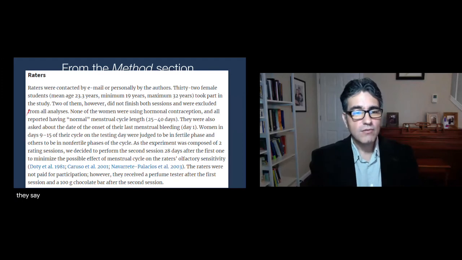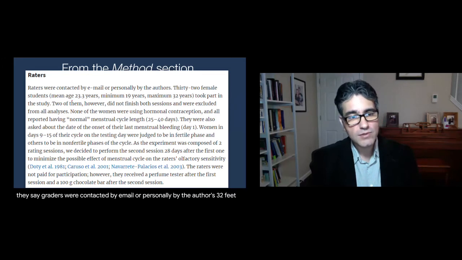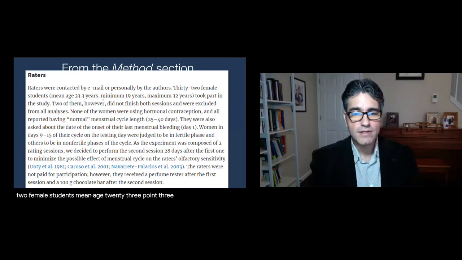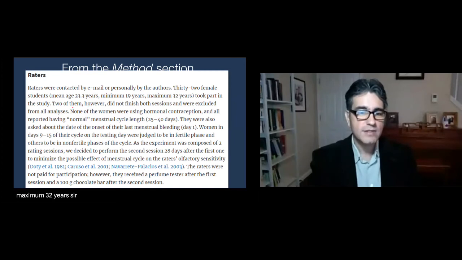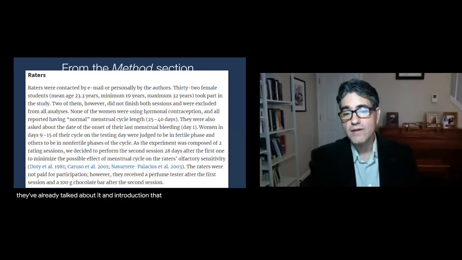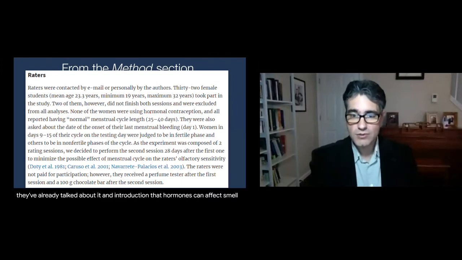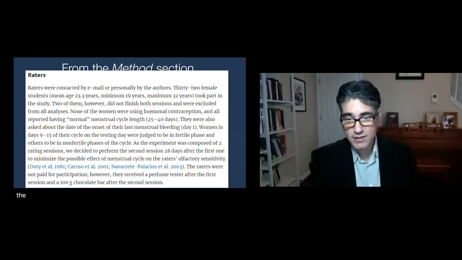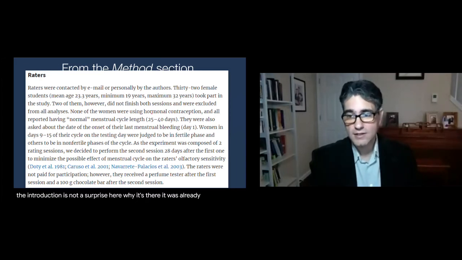So they say, raters were contacted by email or in person by the authors. 32 female students, mean age 23.3 years, minimum 19 years, maximum 32 years, took part in the study. 2 of them, however, did not finish both sessions and were excluded. None of the women were using hormonal contraception. Okay, so they've already talked about it in the introduction, that hormones can affect smell. So they made sure that this was controlled for. But this was already mentioned in the introduction. It's not a surprise here why it's there. It was already signaled in the introduction.